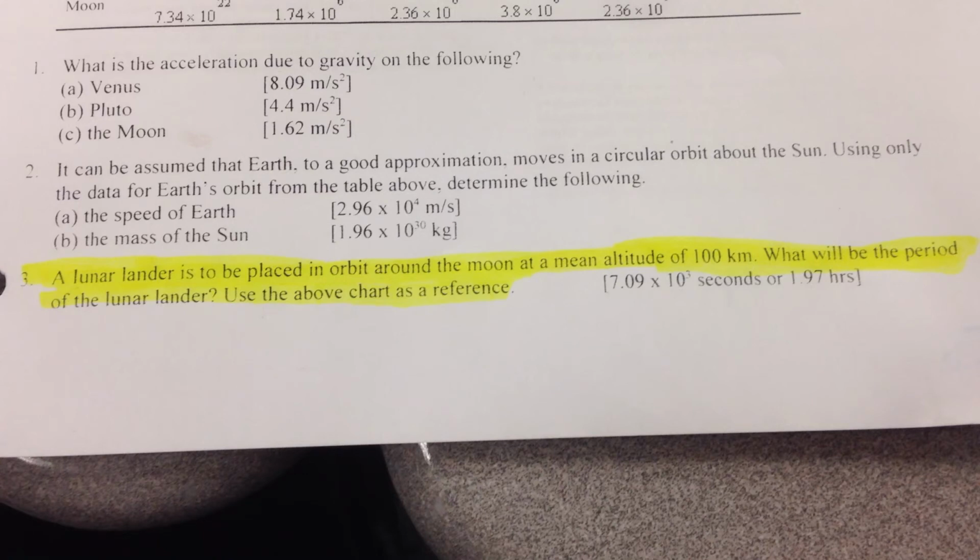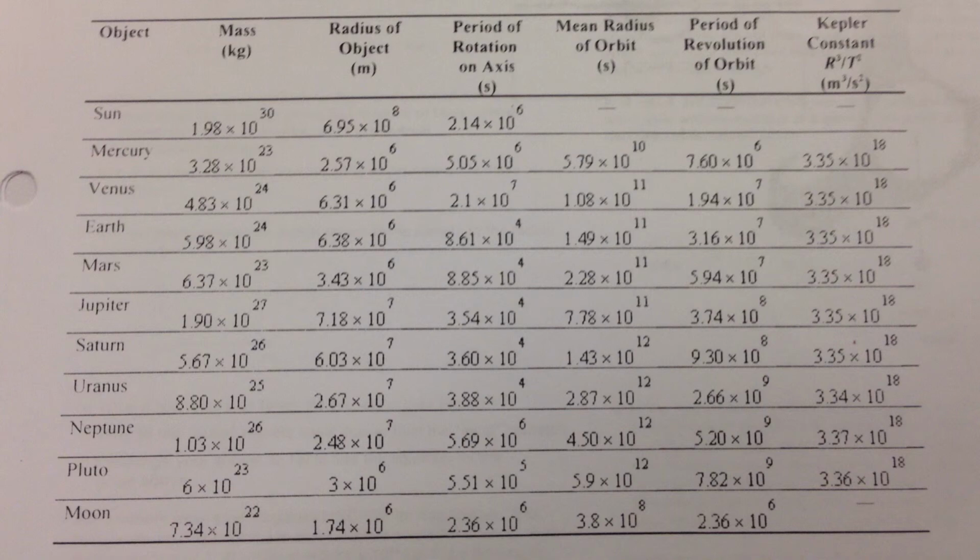A lunar lander is to be placed in orbit around the moon at a mean altitude of 100 kilometers. What will the period be of the lunar lander? Use the above chart for reference.